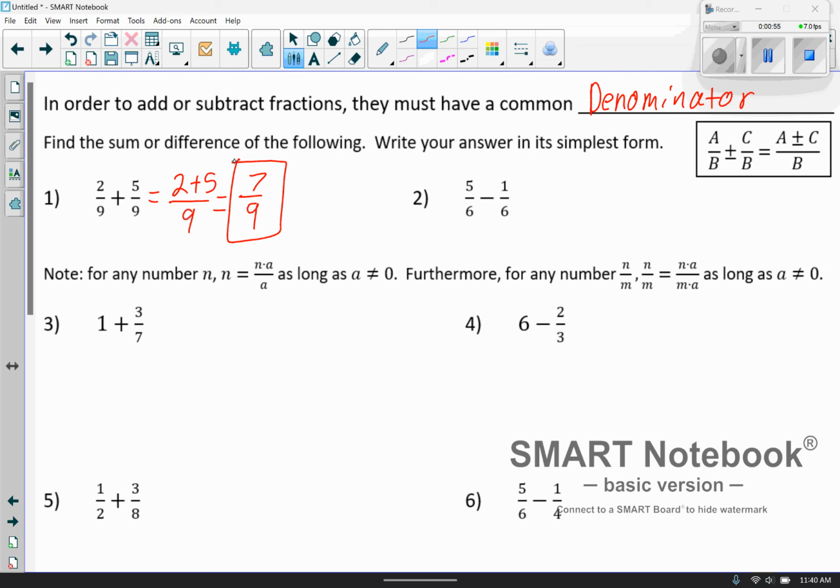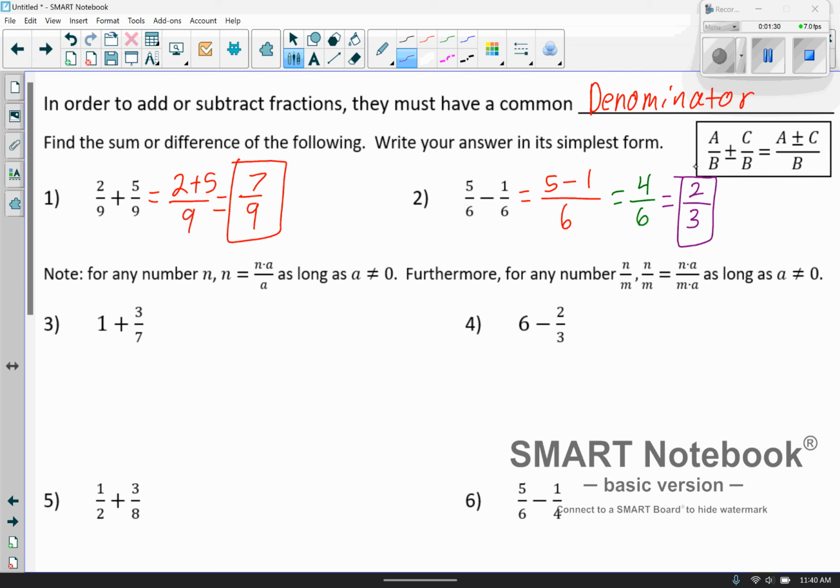If we look at number 2, this time we're going to do subtraction, but the rule is going to be the same. So we'll go ahead and take the numerator 5 minus the numerator of 1, all over 6. And so 5 take away 1 would reduce that down to 4 over 6. And then this time we can see that we can reduce. They're both even, so we can just start by cutting them in half. So half of 4 would be 2, and half of 6 would be 3. And it looks like I cannot simplify any further on that one.